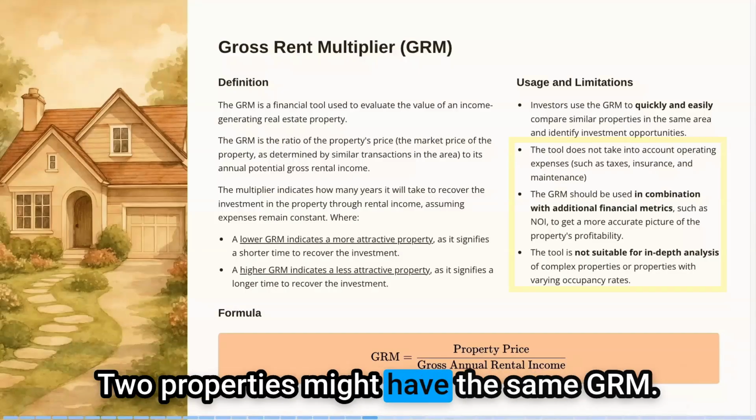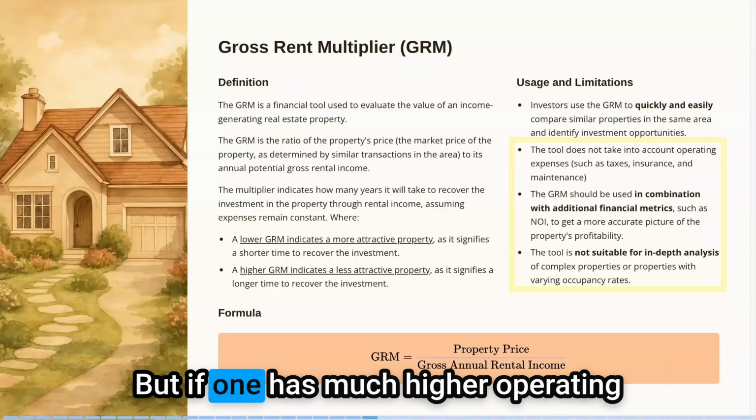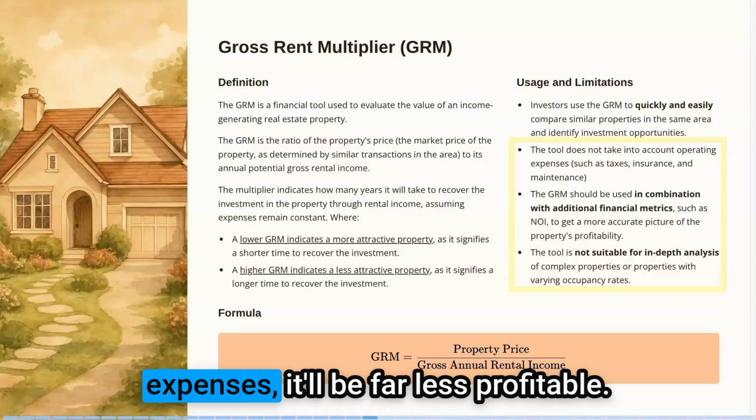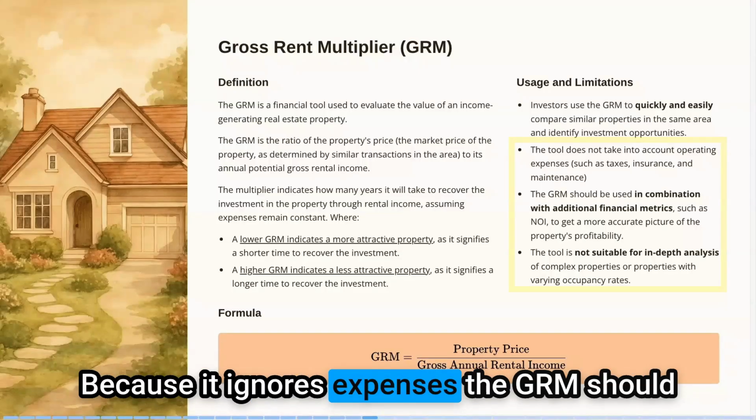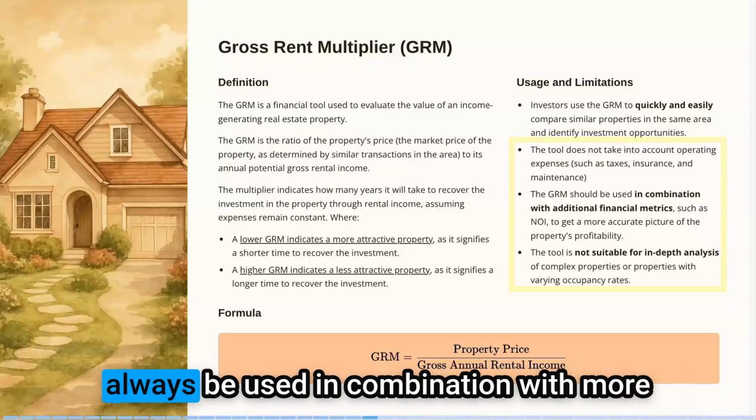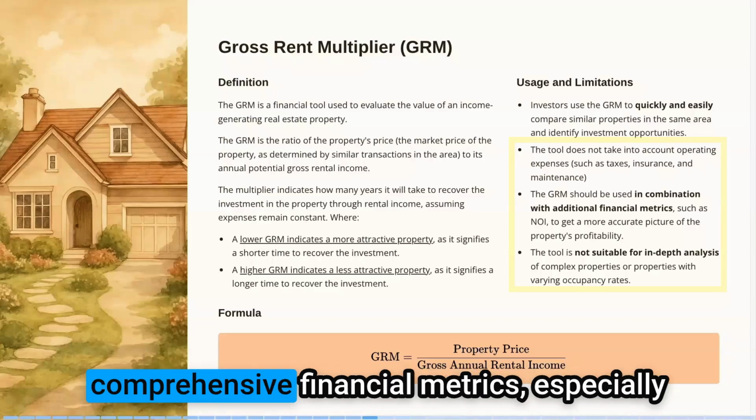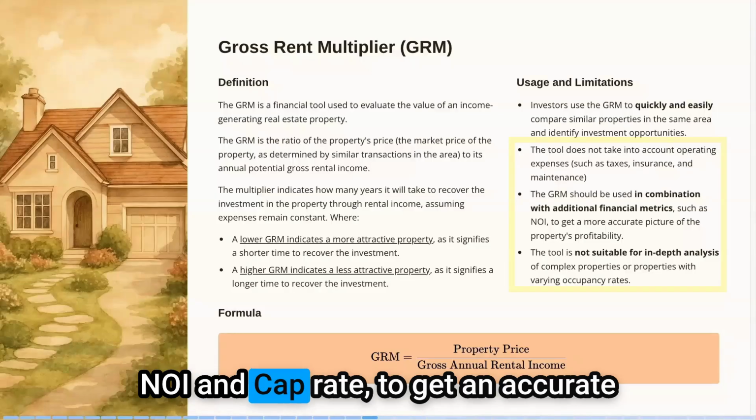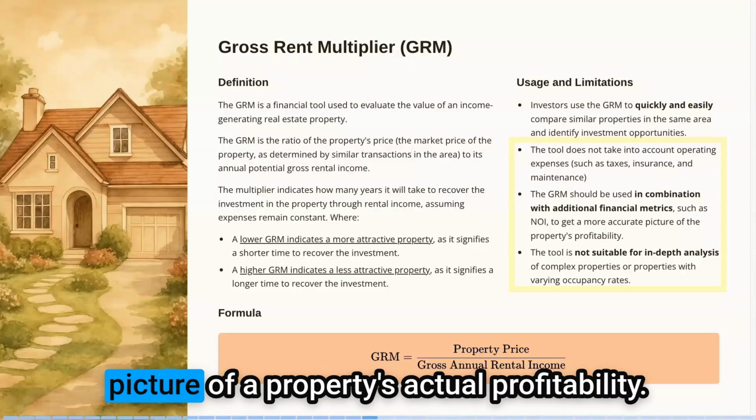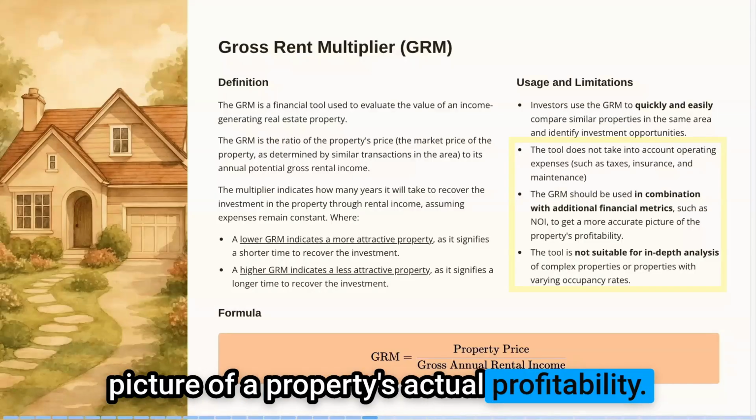Two properties might have the same GRM, but if one has much higher operating expenses, it will be far less profitable. Because it ignores expenses, the GRM should always be used in combination with more comprehensive financial metrics, especially NOI and cap rate, to get an accurate picture of a property's actual profitability.